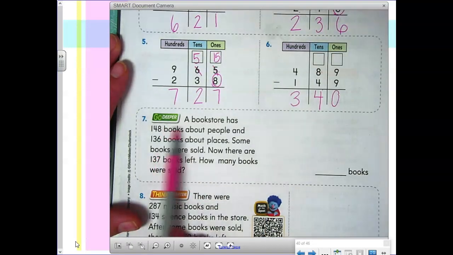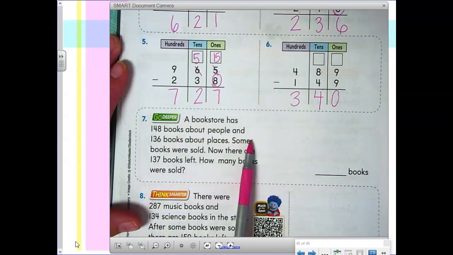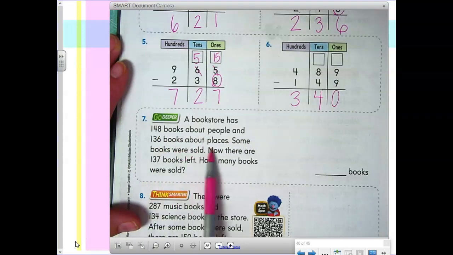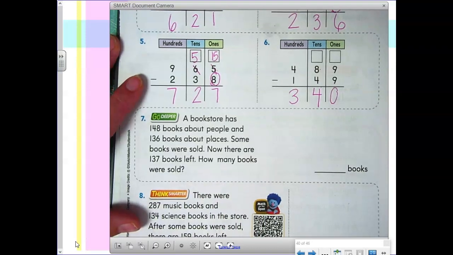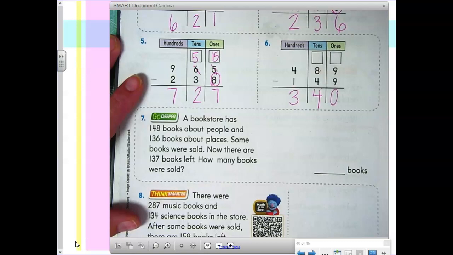All right. Under Go Deeper, a bookstore has 148 books about people and 136 books about places. Some books were sold. Now there are 137 books left. How many books were sold?